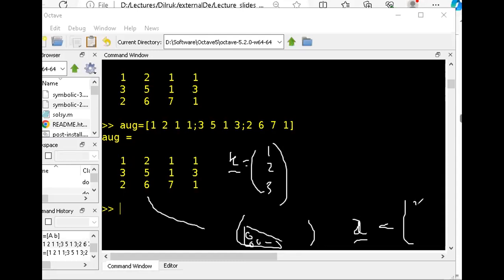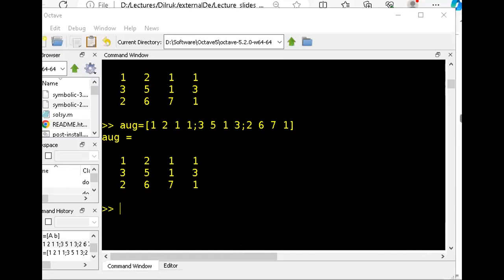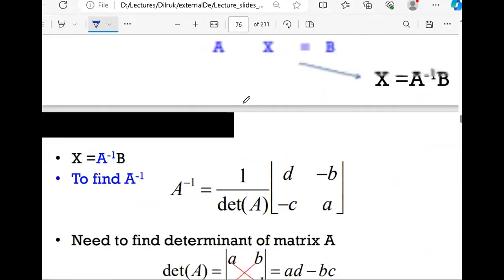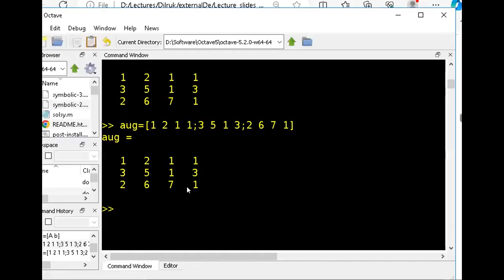Performing row operations won't affect the solution set. You get the same thing. That is the learning today. So if you have a system, always try to reduce the system to a row reduced echelon form or echelon form, so then we find the solution. Okay, this is my augmented matrix.